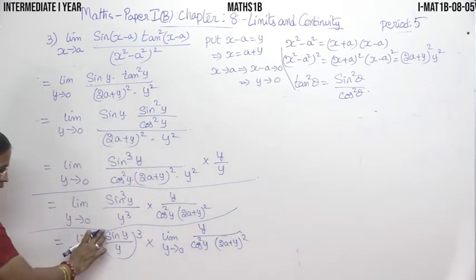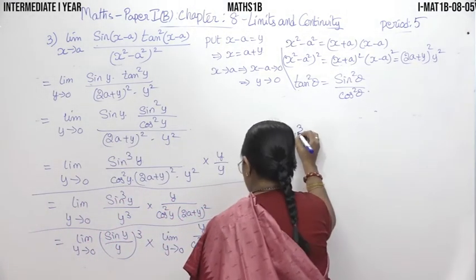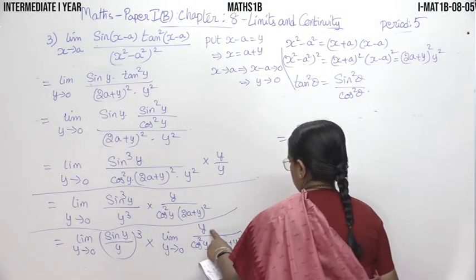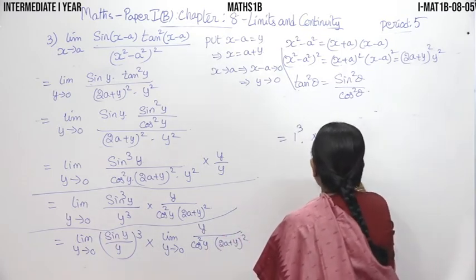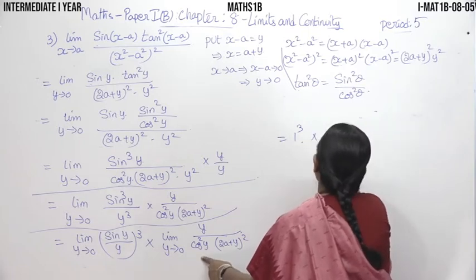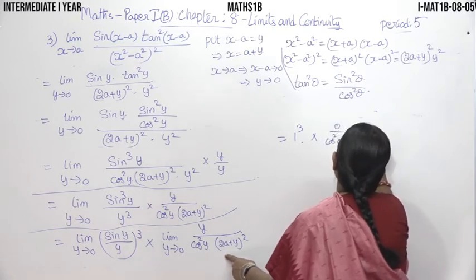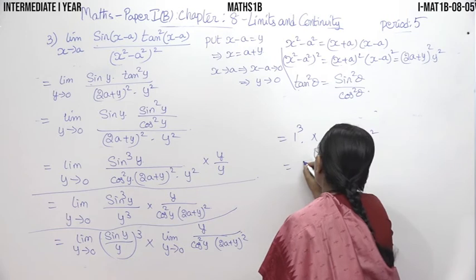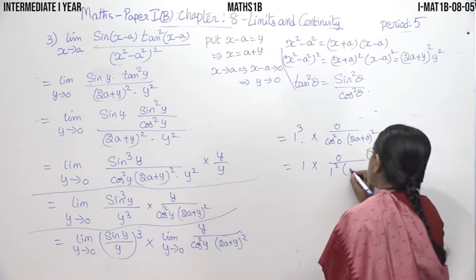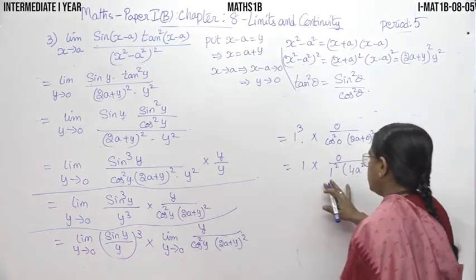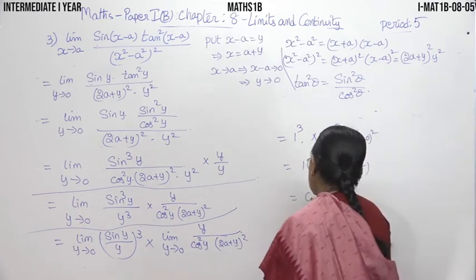Now you can see this limit is 1 cube. So it is equal to 1 cube into, now substitute y as 0. This is not indeterminate. It is 1 cube into 0 by cos square 0 into 2a plus 0 whole square. Cos 0 is 1. So 1 into 0 by 1 square into 2a whole square, that is 4a square. So the denominator is not 0, and 0 by any number is 0. So the answer is 0.